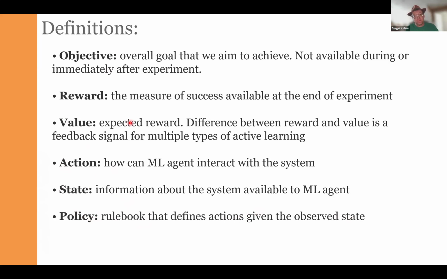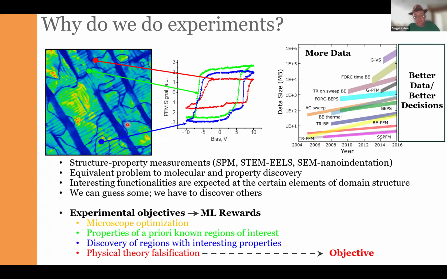Notice that all these words have meaning only when they combine with each other. And it actually takes quite a while to get an intuitive understanding of their meaning, and especially to figure out how to make them work for real-world problems. So let me illustrate with some examples. Imagine that you run an experiment like this. You have some material surface, and you can take measurements in individual locations. You want to run the experiment to understand structure-property relationships.